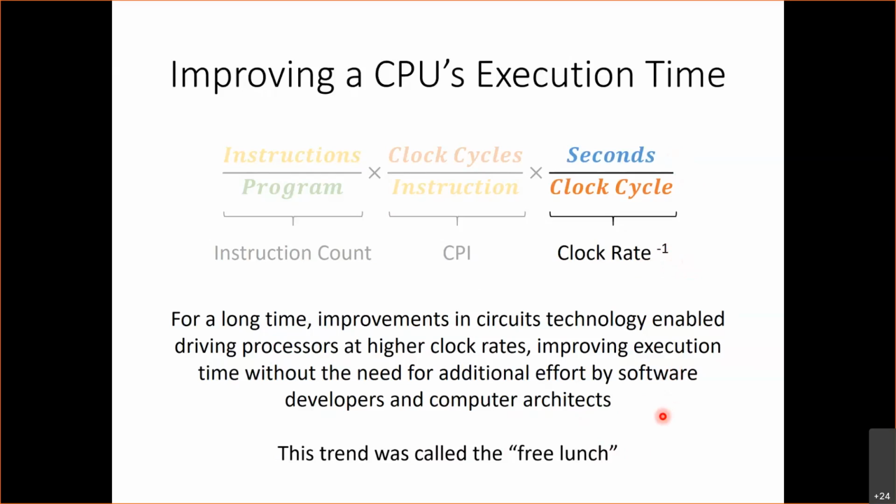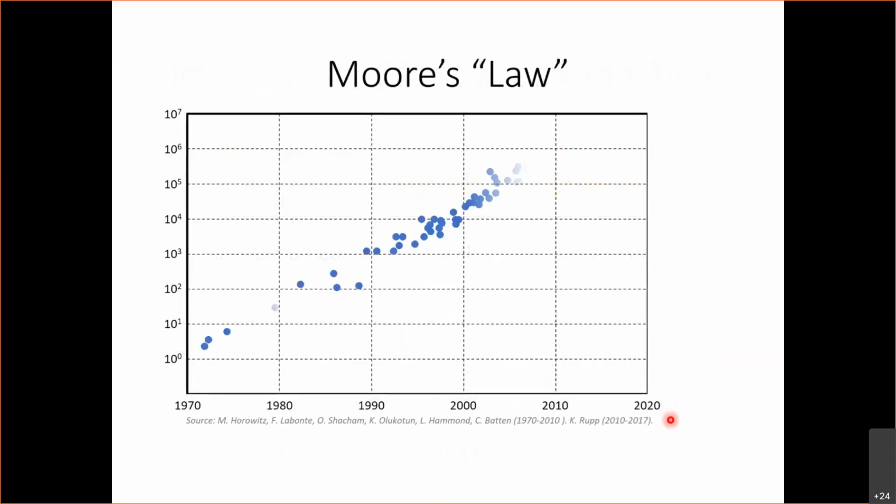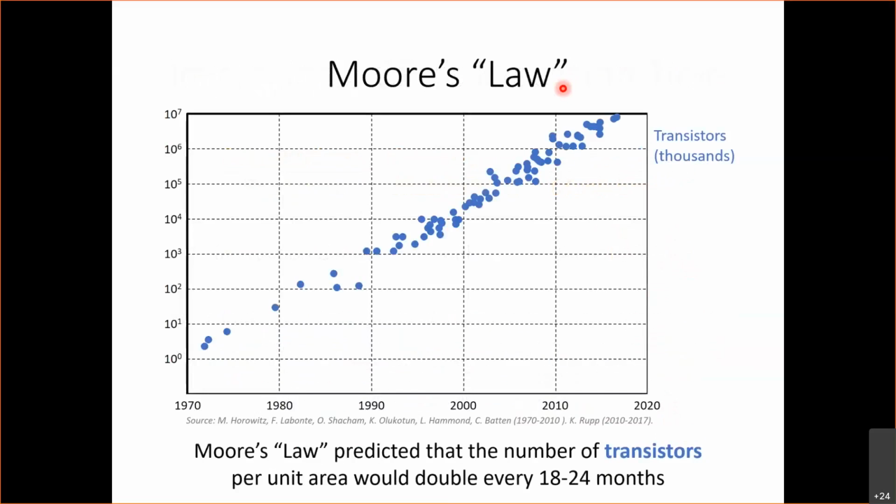Okay, so let's take a look at a little bit of the history that involves this improvement in the clock rate that we've seen over the past decade. So some of you are probably familiar with Moore's law. Moore's law is not actually a law, it's more of an observation or a prediction. It was made by Gordon Moore, one of the co-founders of Intel. Moore's law predicted that the number of transistors per unit area would double every 18 to 24 months, so around a year and a half to 2 years.